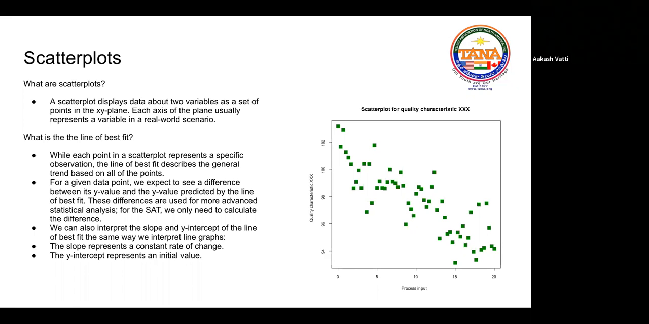So for a given data point, we expect to see a difference between its y value and the y value predicted by the line of best fit. These differences are used for more advanced statistical analysis, and for the SAT, you don't need that. You only need to calculate the difference. We can also interpret the slope and the y-intercept of the line of best fit the same way we interpret line graphs. The slope represents a constant rate of change, and the y-intercept represents an initial value.